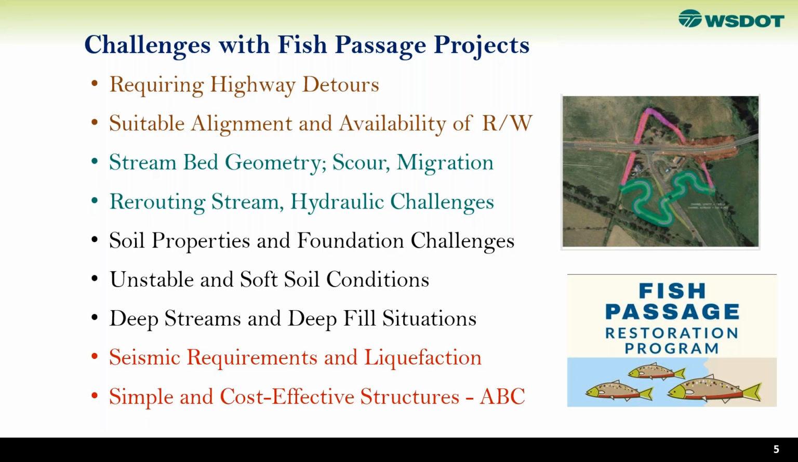Many of these are very deep. We have some crossings which are up to 100 feet below the existing roadway, and obviously there's a lot of challenges to get down that deep and replace the antiquated and insufficient structure. And then of course we're Washington State, so we deal with seismic requirements and liquefaction. And finally, we're really driven by trying to find simple and cost-effective structures. We have hundreds of these to replace, so finding efficient ways to use ABC for delivery is really important to us.